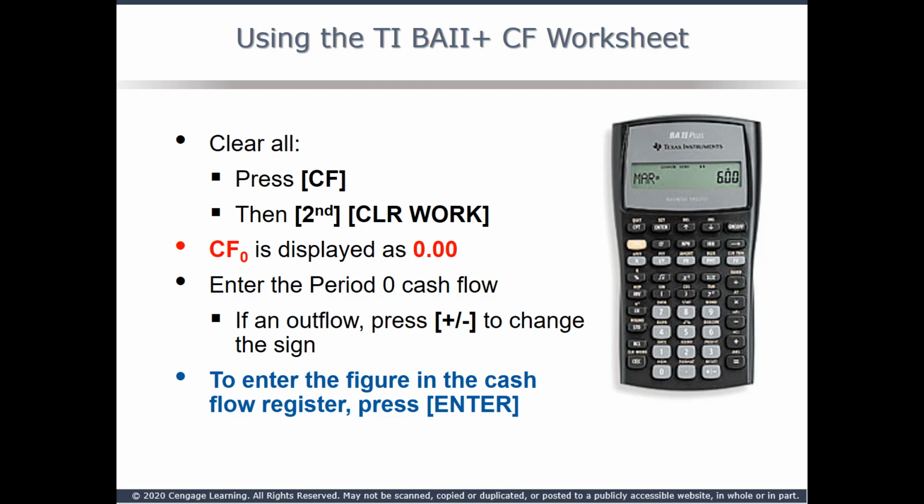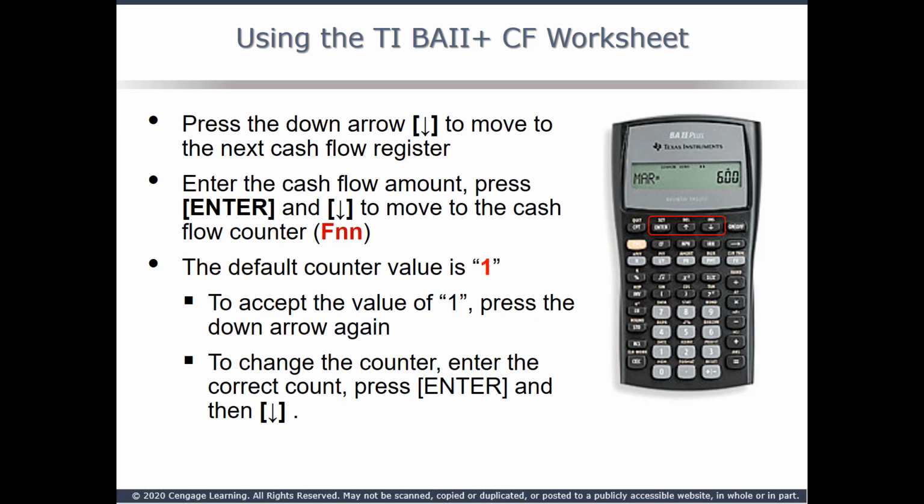Remember that for a value to be entered in a worksheet register, it must be keyed in and then Enter pressed. Think of the worksheet like a column in Excel. To move to the next cell, you move down to the next register cell. In the TI BA II Plus, press the down arrow. The display will show C01 for you to enter cash flow 1. Enter it and press the down arrow again. The display will show F01 for you to enter the frequency of cash flow 1.